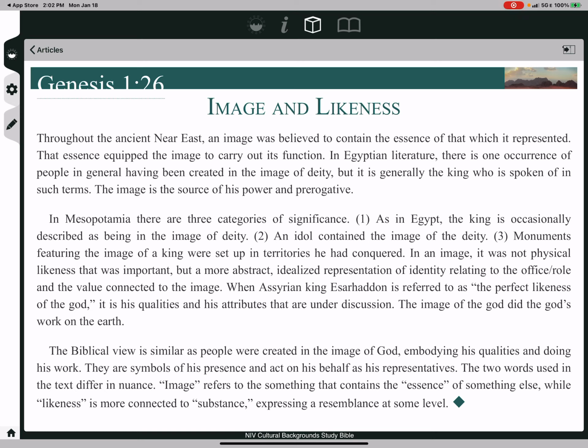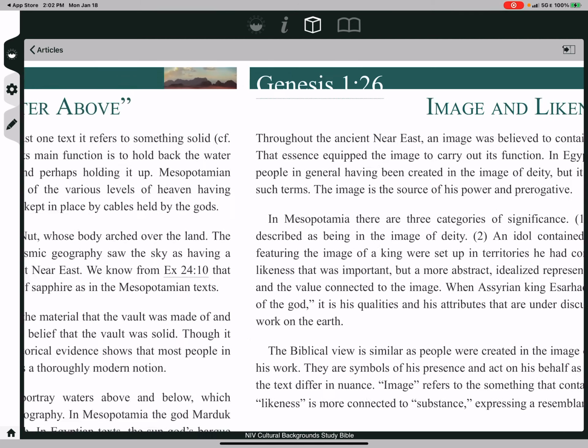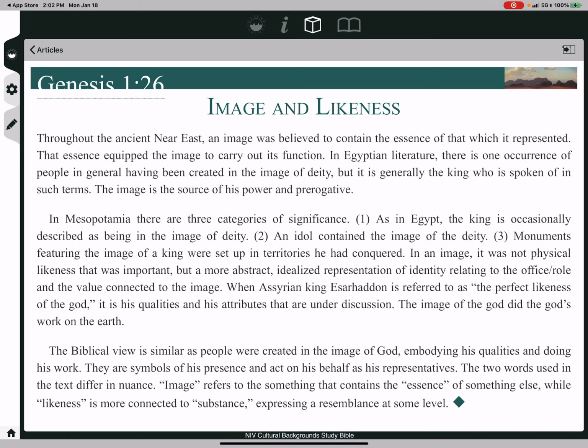In Mesopotamia, there are three categories of significance. As in Egypt, the king is occasionally described as being in the image of the deity. That is, the deity is flowing through that king. Number two, an idol contained in the image of the deity. And number three, monuments featuring. And so when we look at this background, it gives us a fuller understanding of the biblical view and what it means to be created in the image of God.